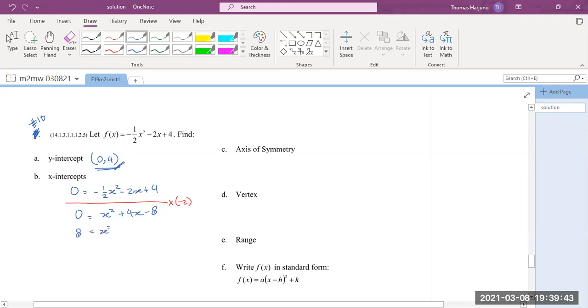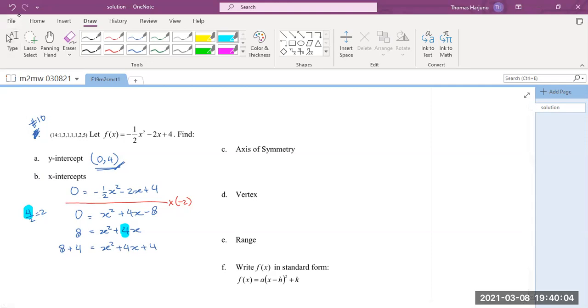Okay, so x squared plus 4x here. I add 4 to both sides. I hope you know where I get that 4. That 4 here, divided by 2, always divided by 2. Whatever the quotient, you square it. That's how I get my 4 that I need to add to both sides.